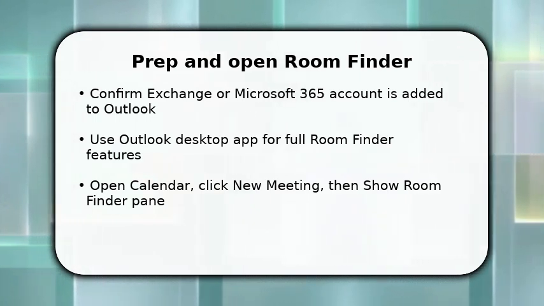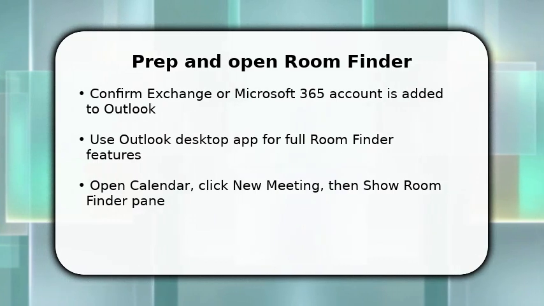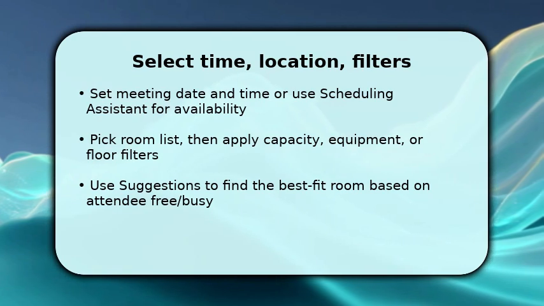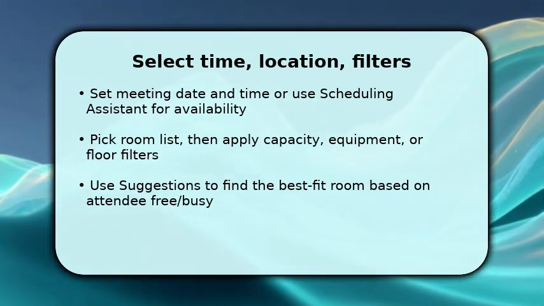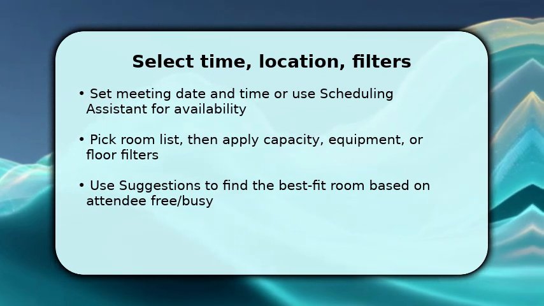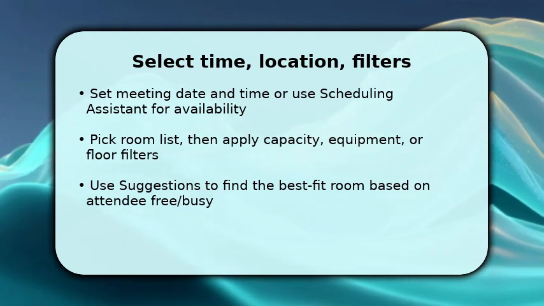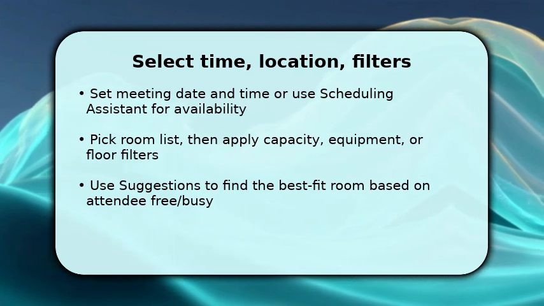Now that the pane is open, you're ready to search rooms and set meeting times, so proceed to picking availability and filters. Next, choose the meeting date and time, or use the scheduling assistant to find overlapping free slots across attendees. Once you have a time, in Room Finder pick the appropriate room list for your building or floor, then apply filters like capacity, video equipment, or accessibility.